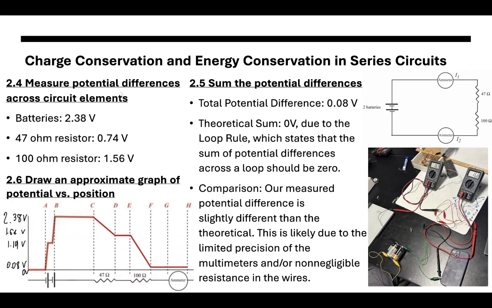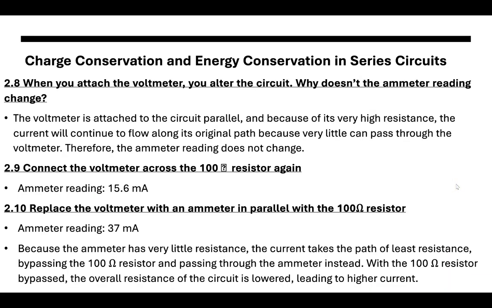For 2.4, we measured the potential differences across the batteries and the two resistors to get these values, and we summed them all up, and we ended up getting almost 0 volts, which is close to what would be the truth for the loop rule. But the reason for this is likely due to the limited precision of the multimeters or resistance in the wires, because wires can't have perfectly zero resistance. Then here's a graph that goes with our potential differences.